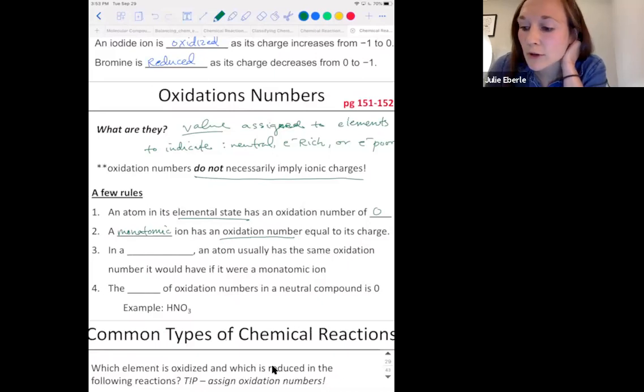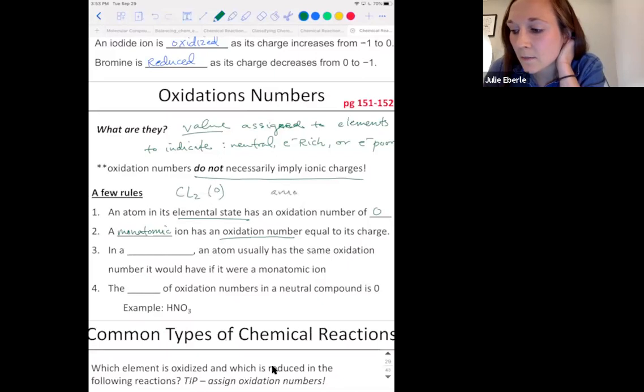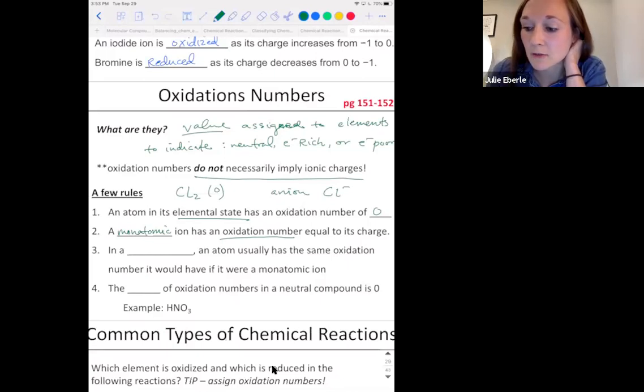So for example, chlorine, when it's an element, we know it's diatomic, it's going to have an oxidation number of 0. If it's an anion, what would the oxidation number be for chlorine? Well, if it's an anion, we know chlorine is Cl minus 1. So what rule number 2 is saying, the monatomic ion chlorine, its oxidation number is the same as its charge, so it'd be a minus 1.